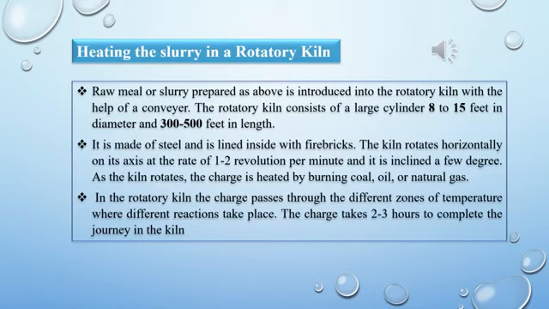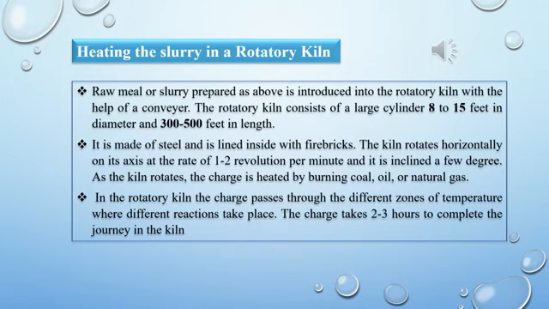After the preparation of slurry, which may contain 20 to 30% water content, now it's time to heat that slurry in the kiln. And the next process is heating the slurry in a rotatory kiln. The first point in this process is that raw meal or slurry prepared as above is introduced into the rotatory kiln with the help of a conveyor. The rotatory kiln consists of a large cylinder 8 to 15 feet in diameter and 300 to 500 feet in length.